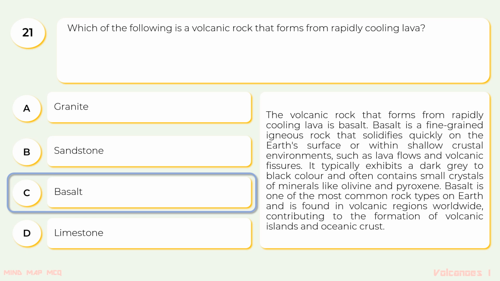Basalt is a fine-grained igneous rock that solidifies quickly on the Earth's surface or within shallow crustal environments such as lava flows and volcanic fissures. It typically exhibits a dark grey to black color and often contains small crystals of minerals like olivine and pyroxene. Basalt is one of the most common rock types on Earth and is found in volcanic regions worldwide, contributing to the formation of volcanic islands and oceanic crust.